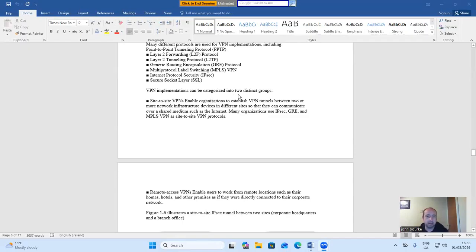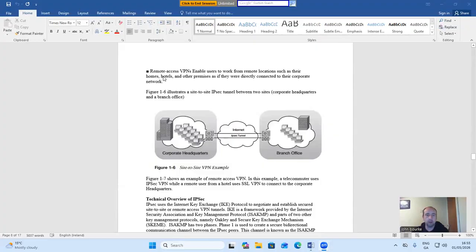VPN implementations can be categorized into two distinct groups. Site-to-site VPNs enable organizations to establish VPN tunnels between two or more network infrastructure devices in different sites so that they can communicate over a shared medium such as the internet. Many organizations use IPsec, GRE, and MPLS VPN as site-to-site VPN protocols. Remote access VPNs enable users to work from remote locations such as their homes, hotels, and other premises as if they were directly connected to their corporate network.